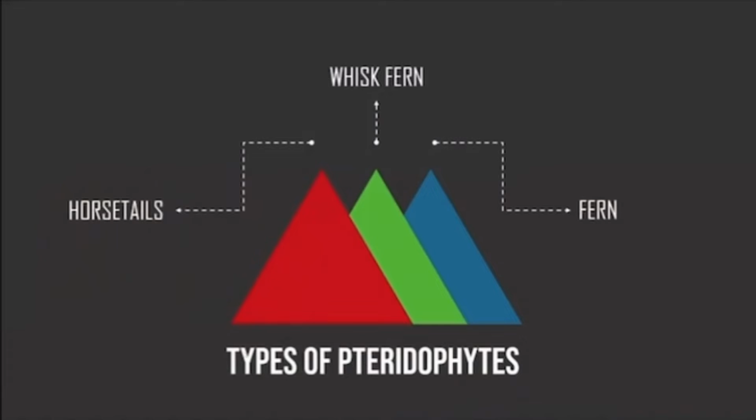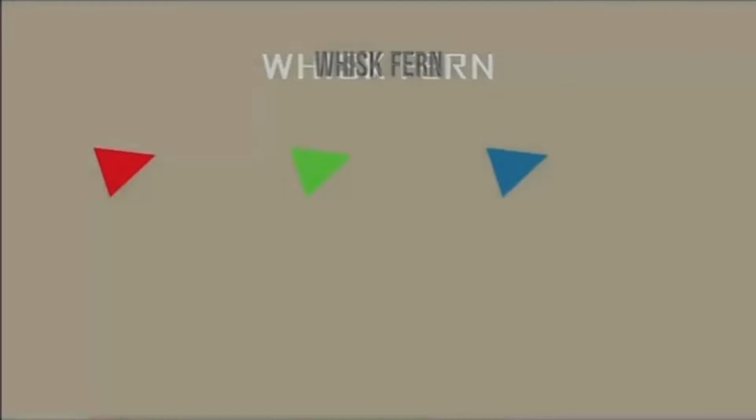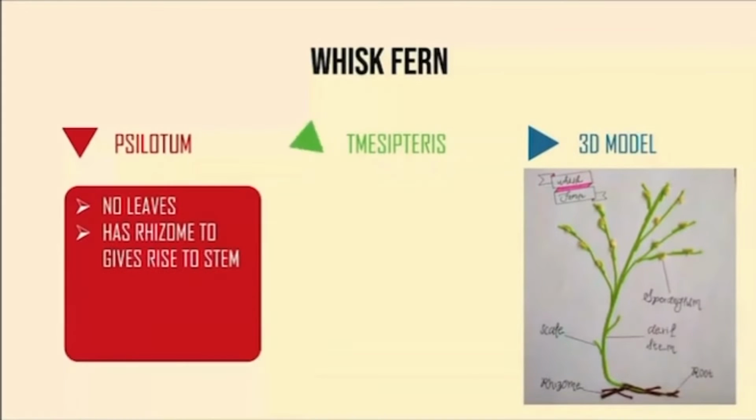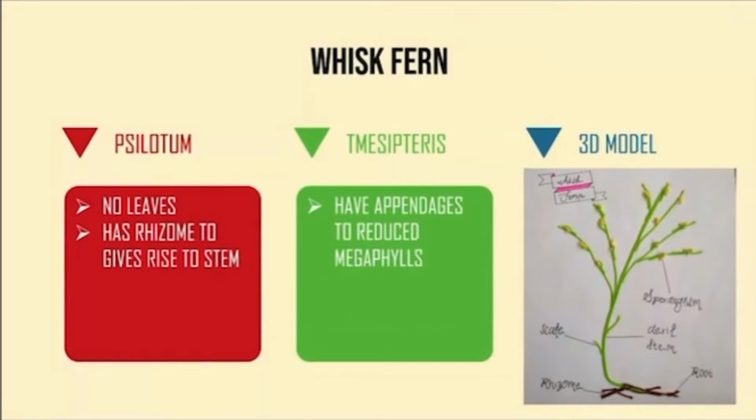The next slide is the types of pteridophytes. So there are three types of pteridophytes. The first one is the whisk ferns, the second one is the horsetails, and the third one is the ferns. And then we move on to the first one, which is the whisk ferns. It can be divided into two, which are Psilotum and Tmesipteris. So for Psilotum, it has no leaves and has a rhizome that gives rise to the stem. And then the second one is Tmesipteris, which has appendages that reduce megaphylls.